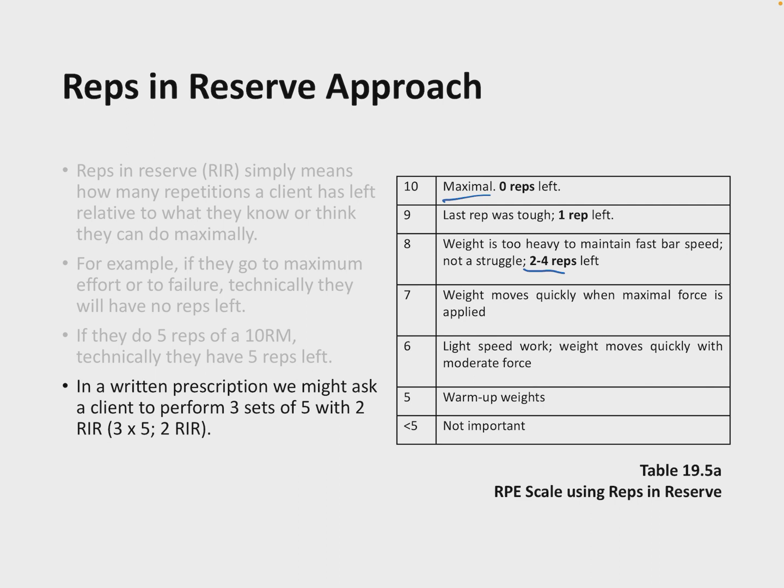In a written prescription, we might ask a client to perform 3 sets of 5 with 2 reps in reserve. So it'd be written as 3 times 5 with 2 RIR, and that means there's 2 reps in reserve. So this is essentially an RPE scale, rating of perceived exertion scale, and it's the reps in reserve that we use when we're prescribing exercise. So we'll pause here, and then we'll begin our next video talking about methods of strength and power development.